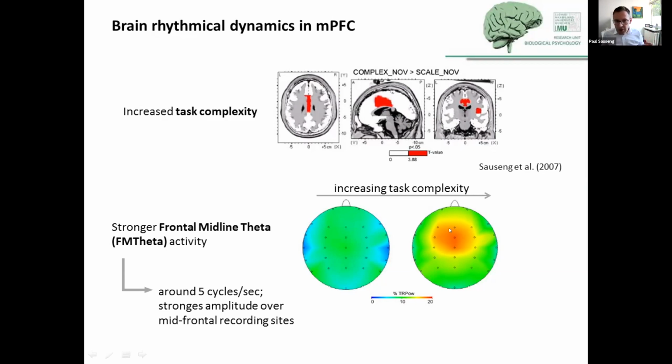What you can usually find is that this theta activity comes up really strong in amplitude over these medial frontal electrodes. So the so-called frontal midline theta activity, so around electrode AFZ or FZ, something like that. And it's really something that you usually find becoming stronger and stronger the more complex a task becomes.